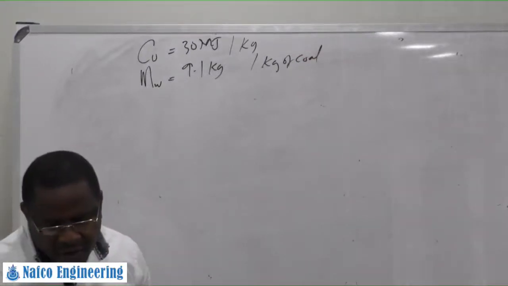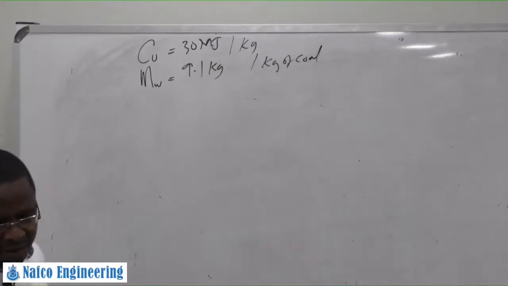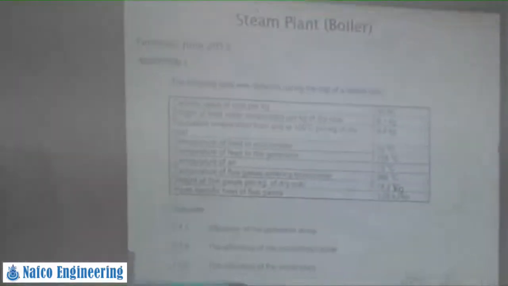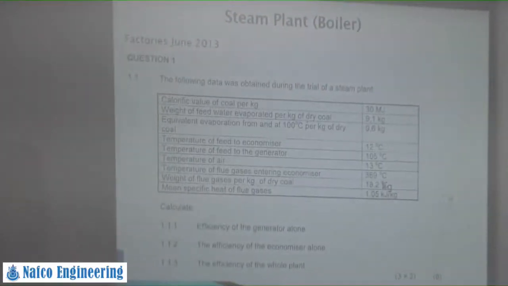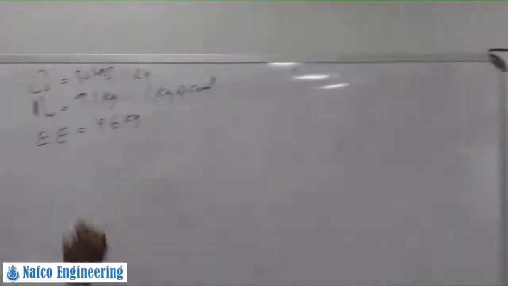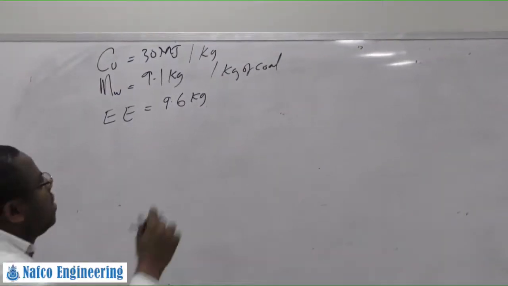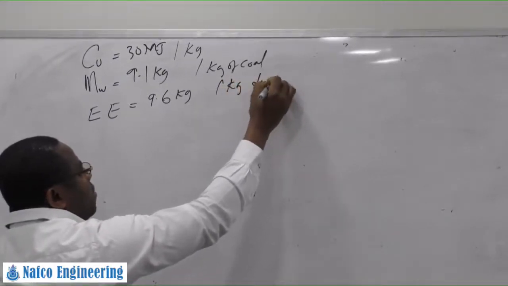Now, equivalent evaporation from and at 100 degrees centigrade per kilogram of dry coal. The EE is 9.6 kilogram, and this is per kilogram of dry coal.